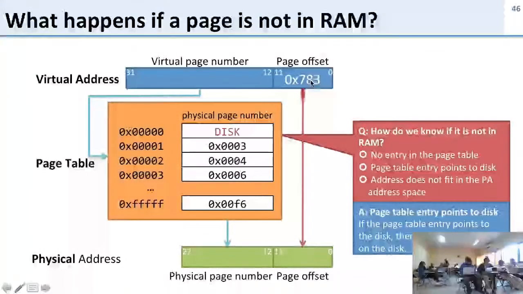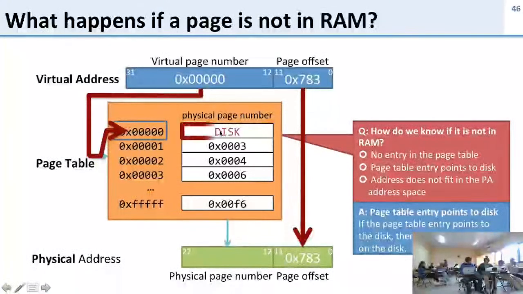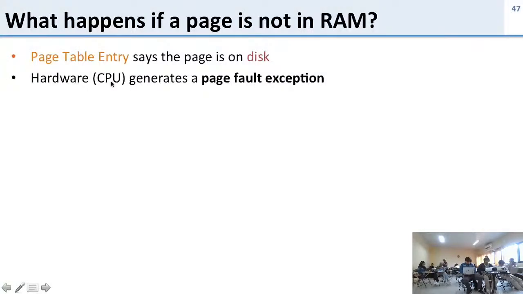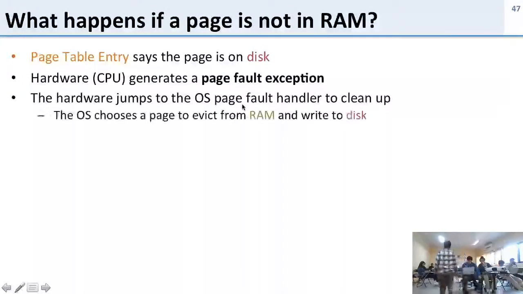So remember, we had the page offset that goes right through, and then we had the virtual page number, and if it went to a page table entry that was on disk, then we knew it was on disk. Now, what happens if it's not in RAM? Well, the page table entry told us the page was on disk. Then the hardware, the CPU, is going to generate a page fault exception. This exception is then going to be picked up by the operating system. So the hardware causes the operating system to pick this up, and the operating system's page fault handler goes to clean it up. So now the operating system is responsible for figuring out which page wasn't in memory, figuring out where it is on the disk, and bringing it into memory.